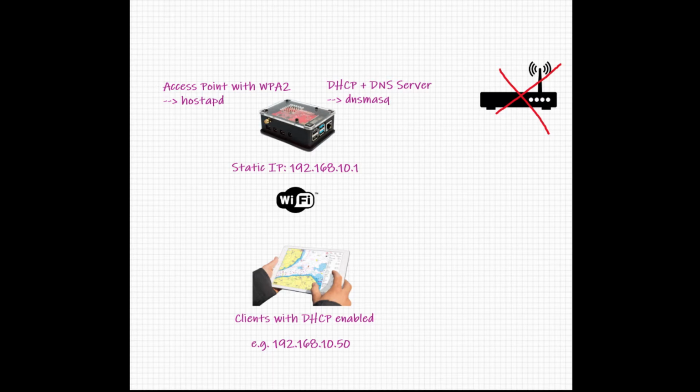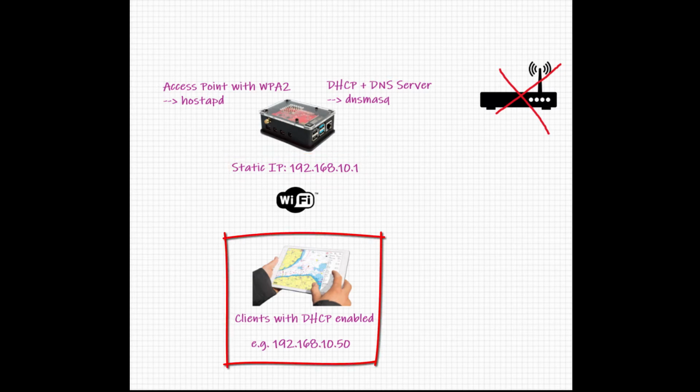So we will install today dnsmasq that helps to use the Raspberry as a DHCP and DNS server. And we will also install hostapd to get the access point functionality like WPA2 authentication. We will define a static IP address for the Raspberry, and afterwards we can use clients to connect on our new access point. Let's go.